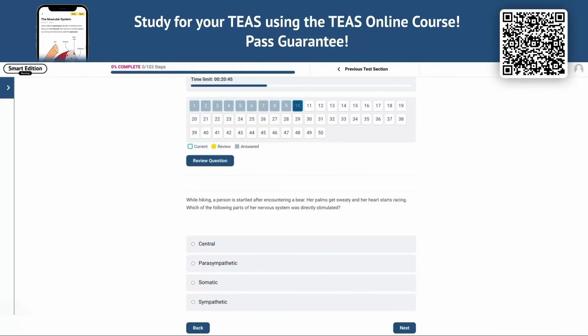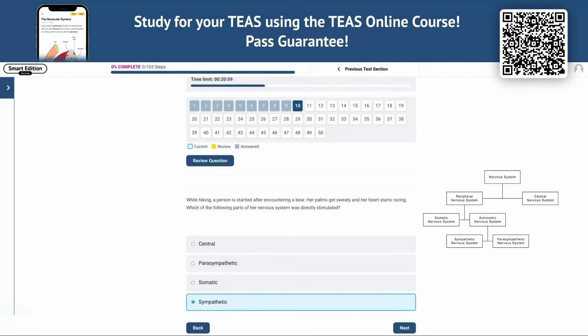While hiking, a person is startled after encountering a bear. Her palms get sweaty and her heart starts racing. Which of the following parts of her nervous system was directly stimulated? Central, parasympathetic, somatic, or sympathetic? The answer is D, sympathetic.